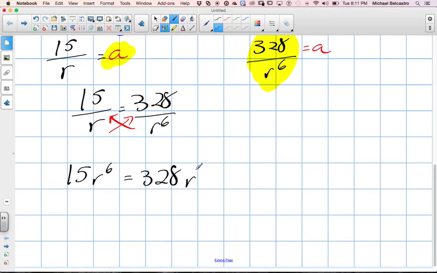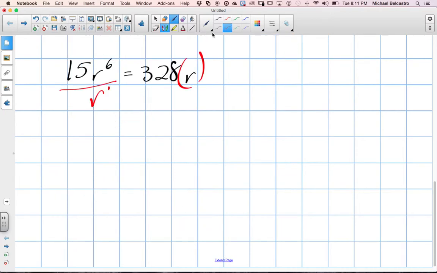The best way to do this is to reverse what we just did, because we need the r's on one side. So I'm going to bring this r to the other side, again by dividing. So we're going to end up with r over here. When we do that, we can reduce our r's. r to the power of 6 over r to the power of 1, you just subtract your exponents. So we now have 15 times r to the power of 5.